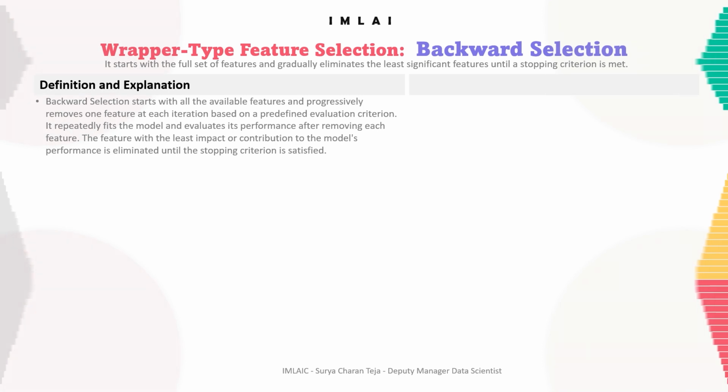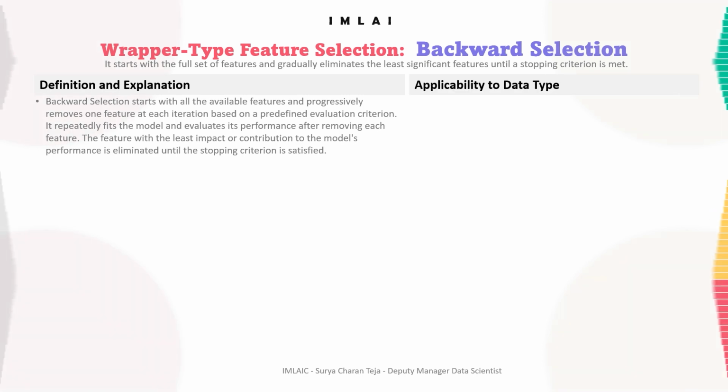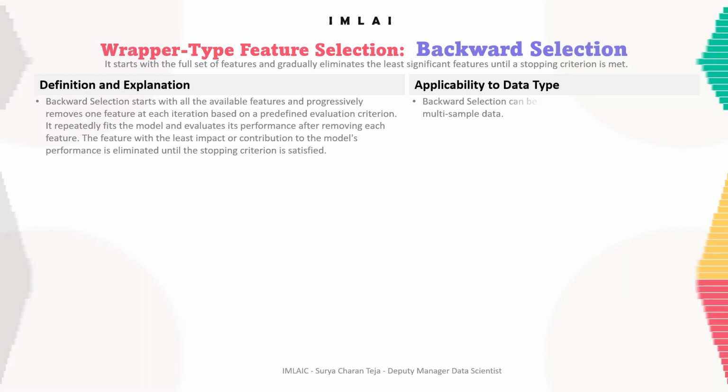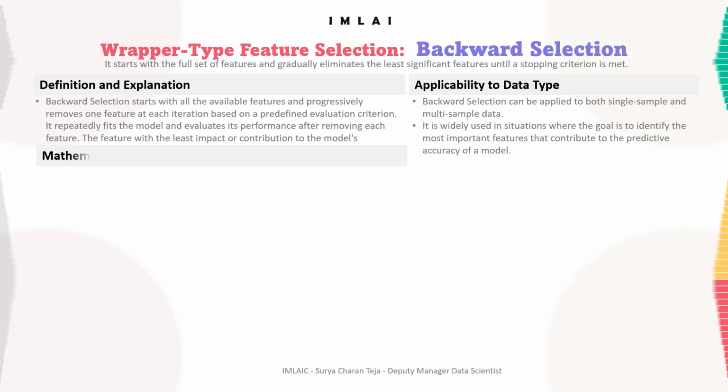Next, applicability. So backward selection can be applied to both single sample and multi-sample data. It's widely used in situations where the goal is to identify the most important features that contribute to the predictive accuracy of a model. So then we will look into the mathematical equation of it.